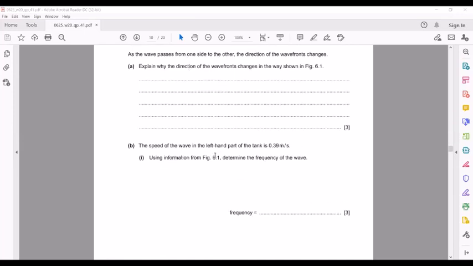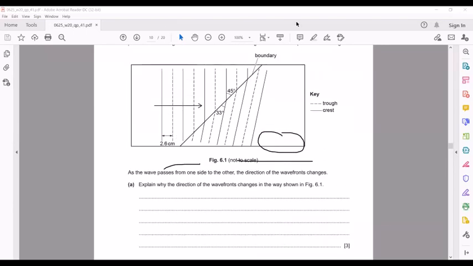The speed of the wave in the left hand part of the tank is 0.39. Use the information to determine the frequency. So speed is 0.39. What is the wavelength? Wavelength is the distance between two successive crests. So crest, trough and crest. The distance between crest and trough is 2.6, and the remaining part is also 2.6. So what will be the wavelength? 2.6 plus 2.6 is equal to 5.2 centimeter.